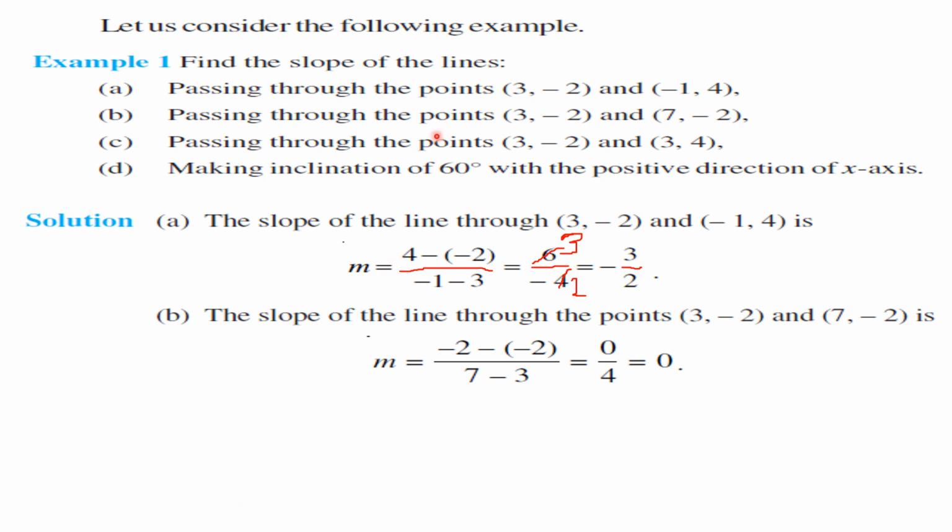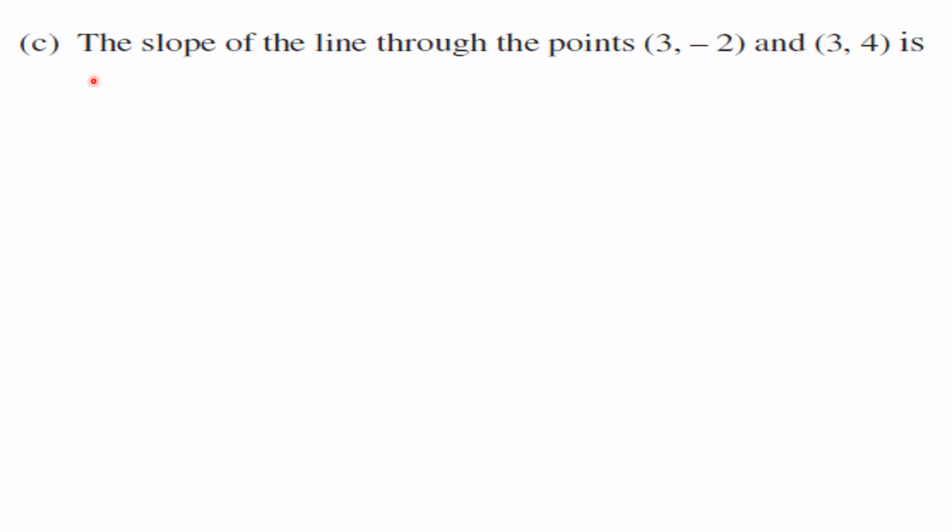Okay, my students. Similarly, see the second question. Find the slope of the line passing through the points (3, -2) and (7, -2). Here also 2 points are given, same as the first question. Please try the second question, my children, by yourself. Will you do it, my children? Right. Now come to this question, my children.